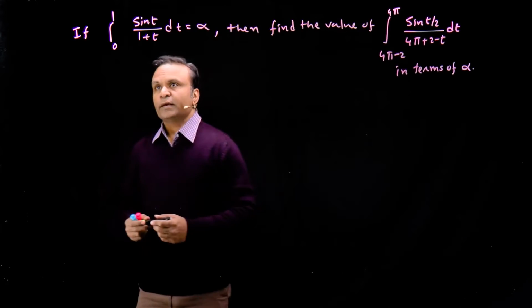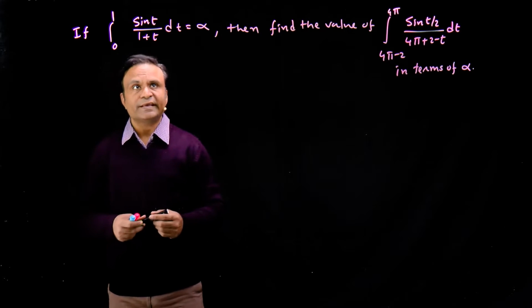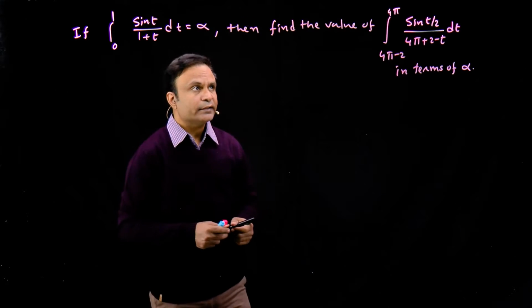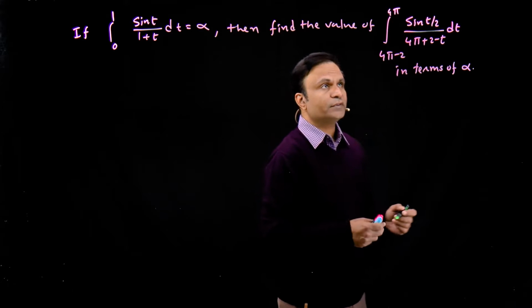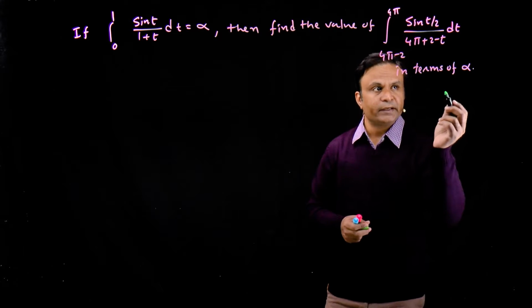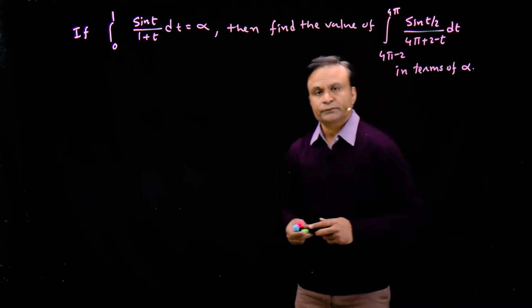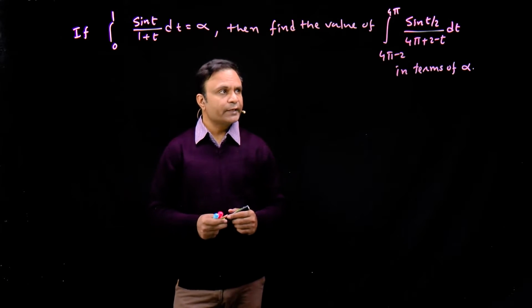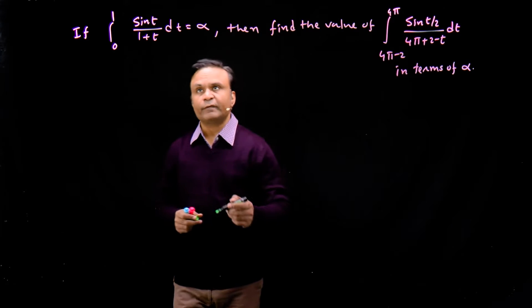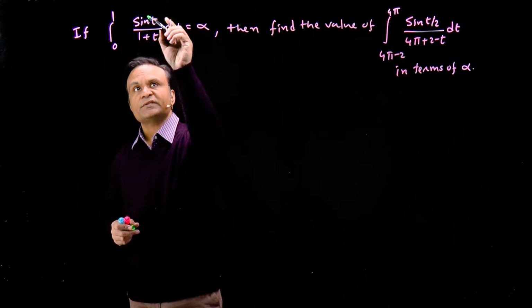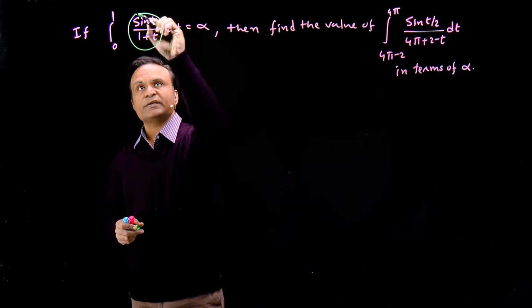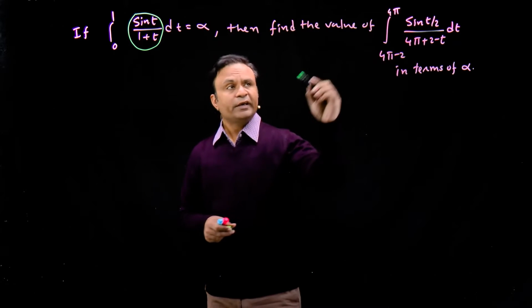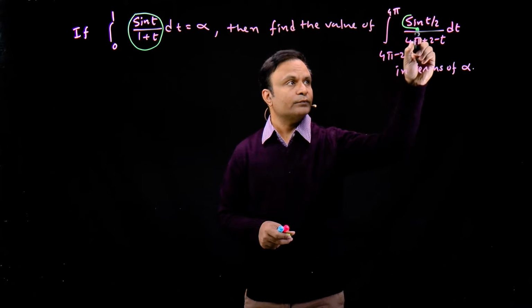Now let's test the second question from this category. The question is, if the value of this definite integration is alpha, then find the value of this definite integration in terms of alpha. Now what is the first step? We will compare the functions. Here we have sine t upon 1 plus t. Here we have sine t by 2.